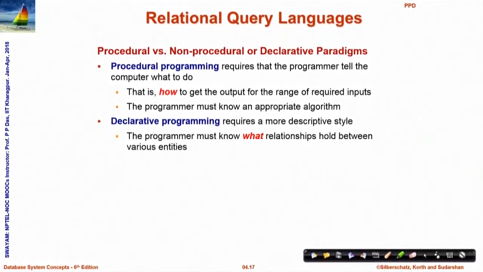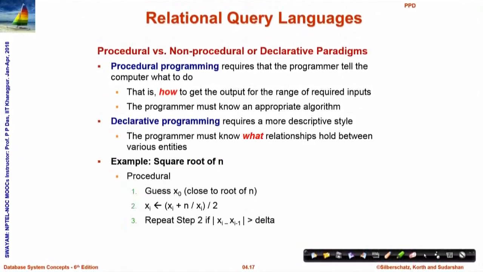So, all that you have studied so far in terms of C, C++, Java, Python and all that are procedural programming, where you necessarily have to specify how, you have to specify what the algorithm is, but in declarative you just say what you need.